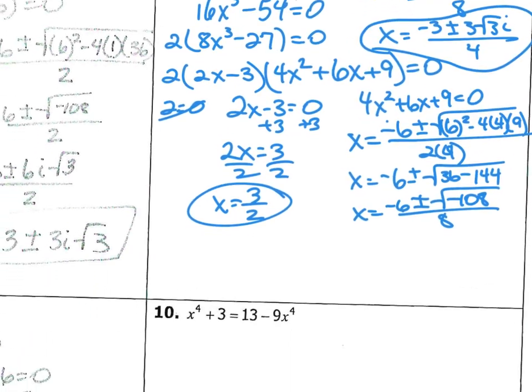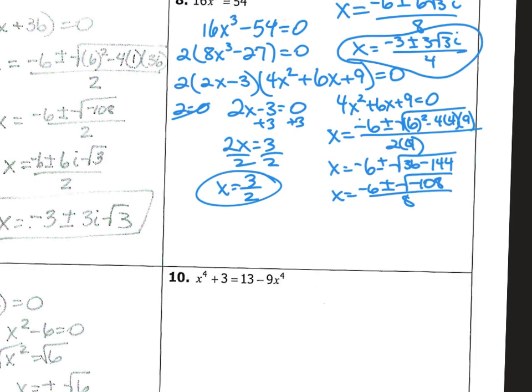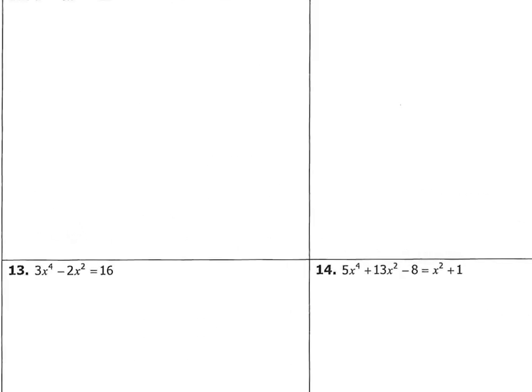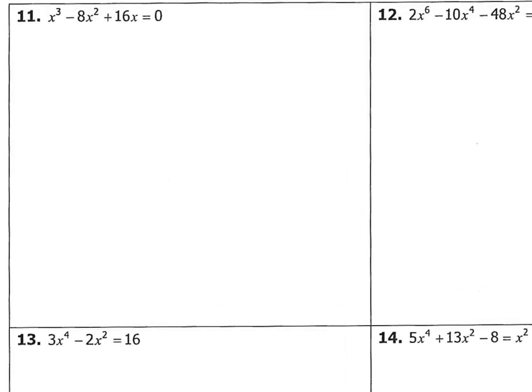Okay, let's do one more example with a trinomial. So I want to look at the third page with trinomial factoring. I want to do number 11 and 12 on that page. Number 11 says x to the third minus 8x squared plus 16x equals 0. So we're going to factor it. We're going to start by factoring out the GCF, which happens to be x. So we're going to say x parentheses x squared minus 8x plus 16 equals 0.